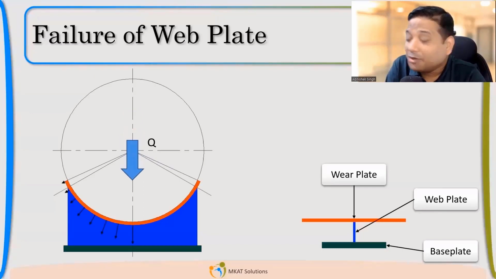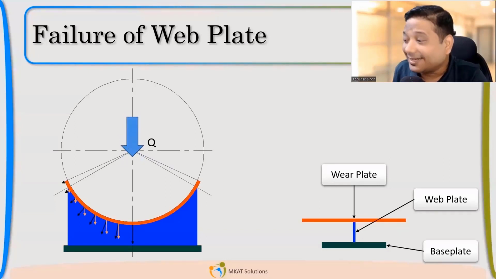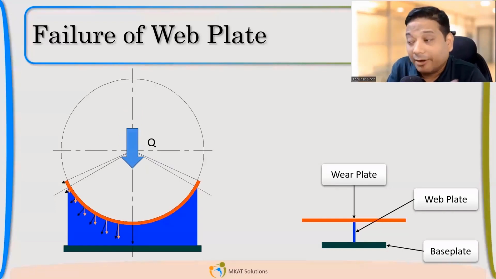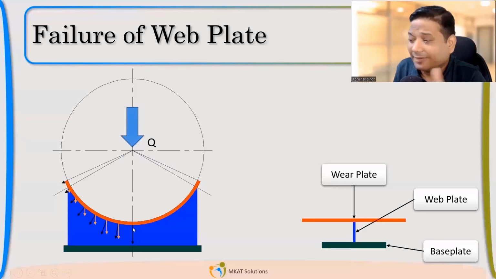Now see, because of this Q, can you see the type of force getting generated? One is in the radial direction. So the Q will basically be getting distributed. We are focusing on the web plate. Don't think about the wear plate or base plate. We are focusing on the web plate. So basically that Q is getting distributed. At the complete bottommost point, it will have only one component which is going down.